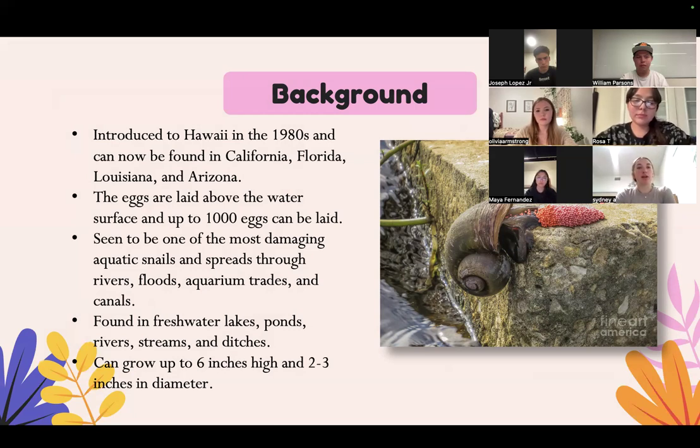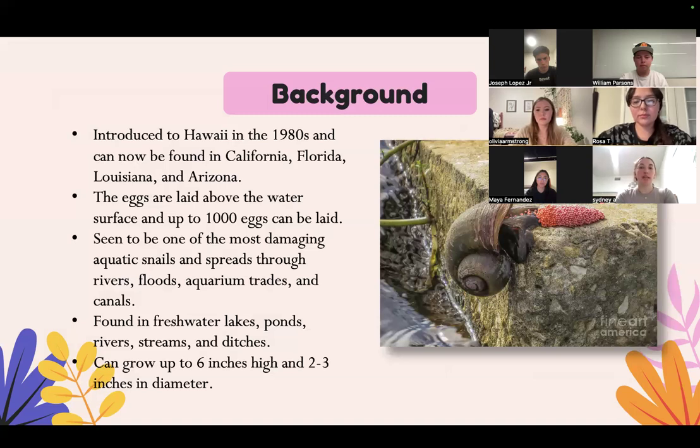And then they lay their eggs in clusters, and these clusters are going to be light pink clusters, which are shown in the slide. And their clusters contain about 100 to thousands of eggs, and this makes them reproduce very rapidly and their population grow.